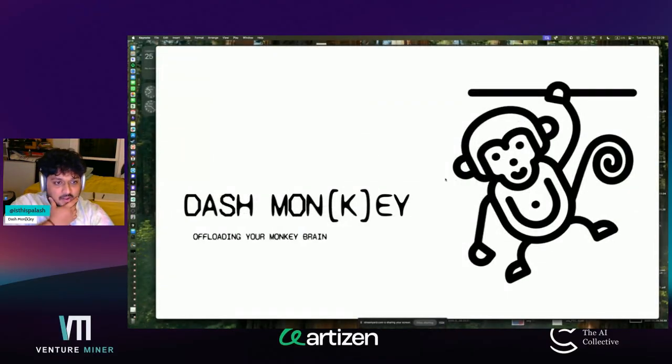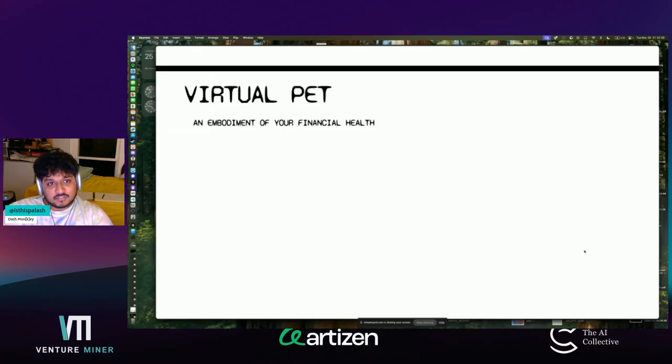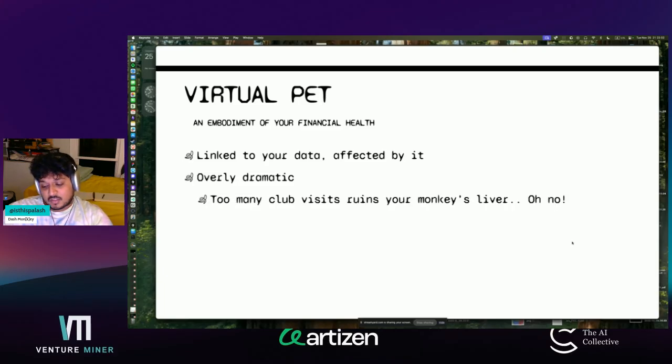So, my project's called Dash Monkey, and the core idea behind that is to offload your monkey brain, because it's about financial management, and your monkey brain is typically your biggest enemy in that. It revolves around a virtual pet. You can think Tamagotchi, which is an embodiment of your financial health. It's linked to your data and it's affected by it, and it's overly dramatic. So, for example, if you go to clubs a lot, it ruins your monkey's liver.